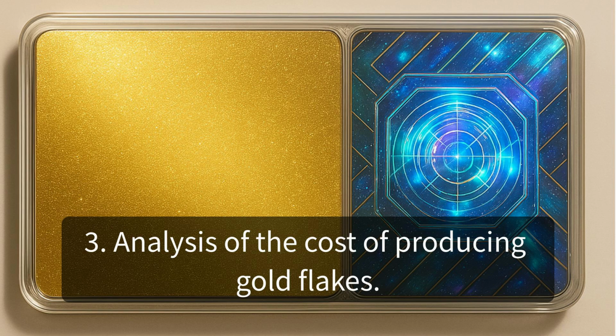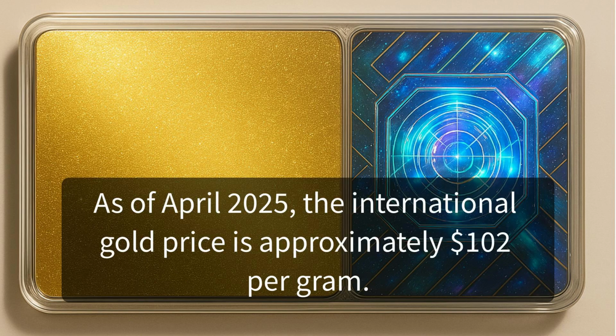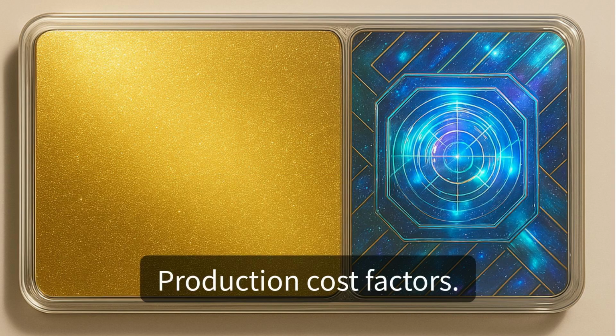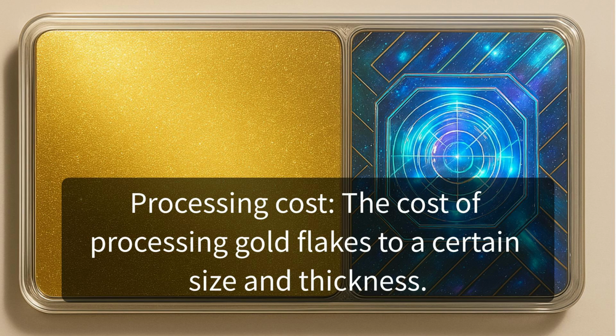3. Analysis of the cost of producing gold flakes. Price of 1 gram of gold. As of April 2025, the international gold price is approximately $102 per gram. Production cost factors. Material cost: the cost of 1 gram of pure gold itself. Processing cost: the cost of processing gold flakes to a certain size and thickness.